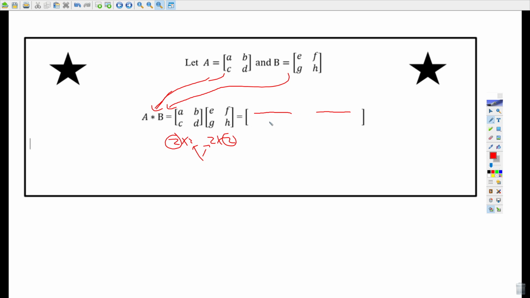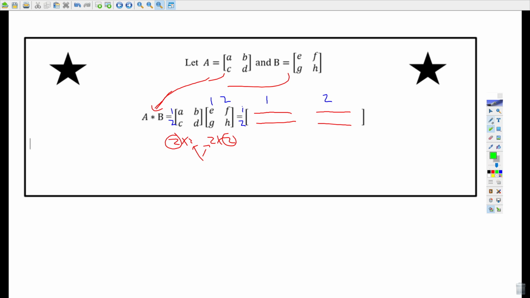So I'm just going to put blank spots here: 1, 2, 3, 4. And I'm also going to label the rows and columns. Let's get rid of some of the stuff around here. So this one has 1, 2 rows. This one has 1, 2 columns. The first matrix, all we care about is the rows. The second matrix, all we care about is the columns. That's how it always is. And on here, we have 1, 2 rows and 1, 2 columns.